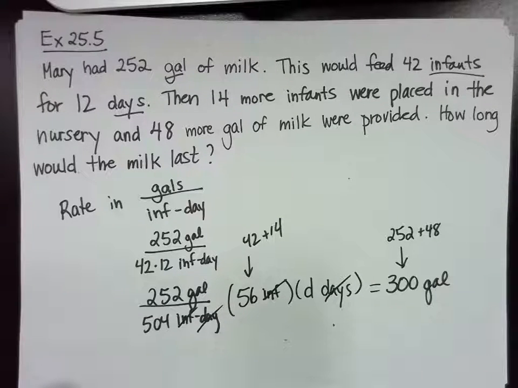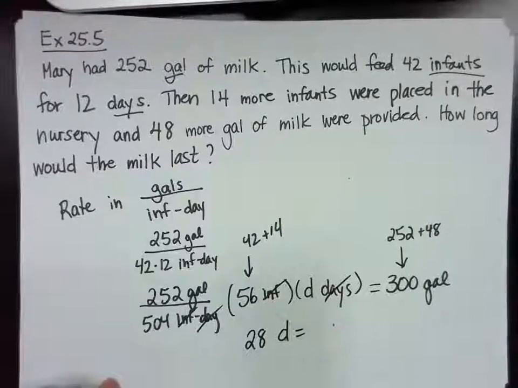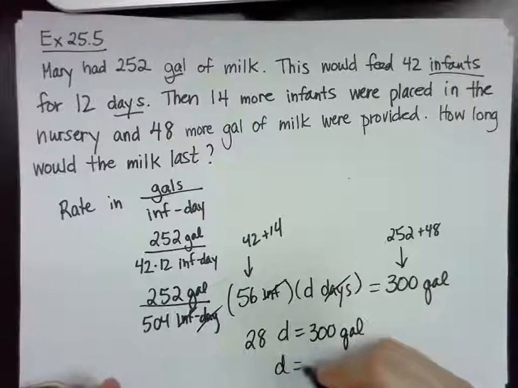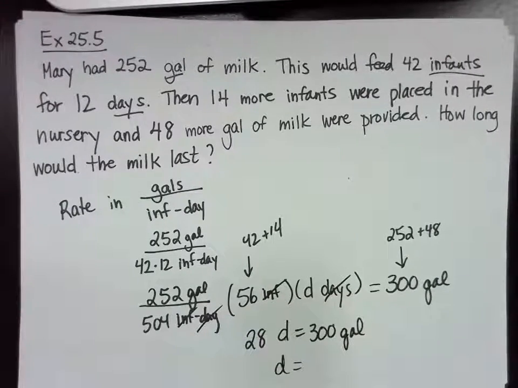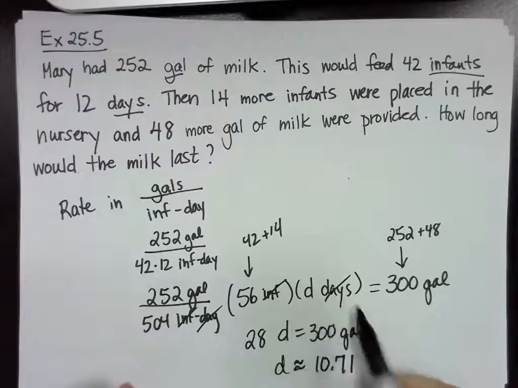So we've got 252 times 56 divided by 504. What I have is 28 times D is 300 gallons. So if we divide both sides by 28, 300 divided by 28 is approximately 10.71, and D was measured in days.